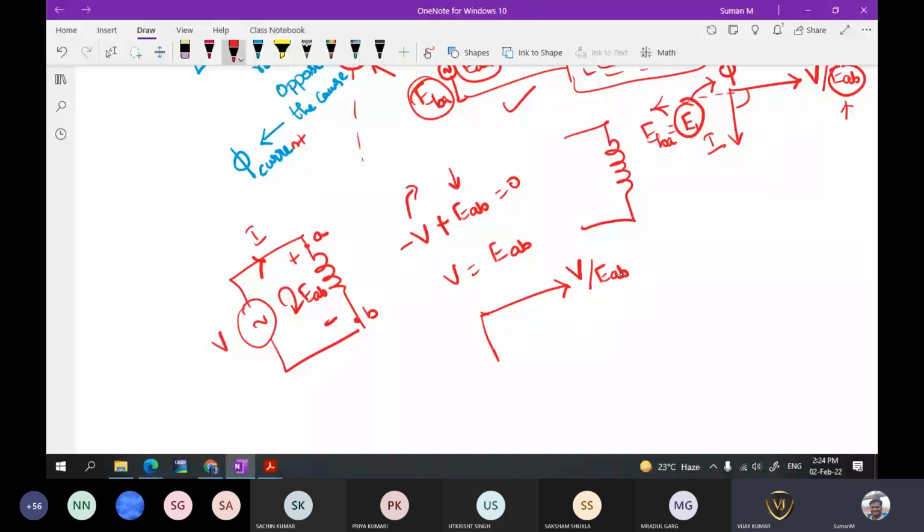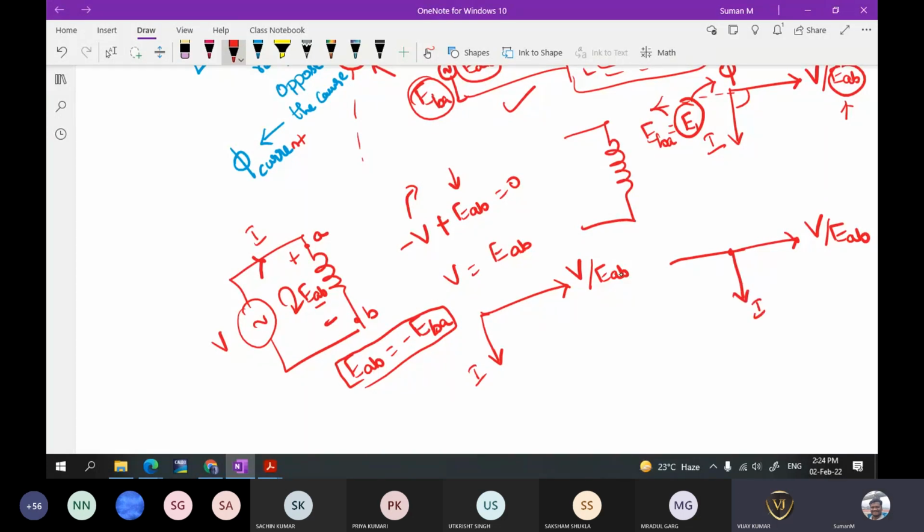Now instead of writing it as EAB, this is a voltage drop. If I represent it as a voltage rise, then my EAB will be equal to minus EBA. I hope that you accept this because we have discussed this in the first unit. So EAB will be equal to minus EBA. So in that case, I can write V, EAB, my current is here, then the induced EMF, that is EBA, or the EMF induced across the primary terminal.